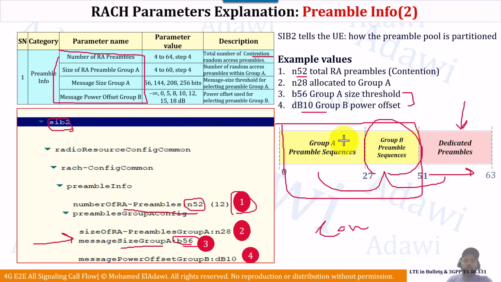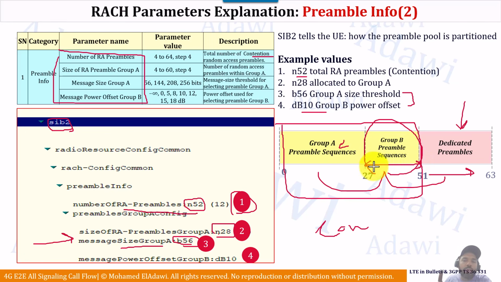And for group A, I know that there is a fixed number of preambles used, from 0 to 27. This is group A. And the rest can be, depending on the situation, used for group B. But group B will mainly use preambles from 28 to 51.